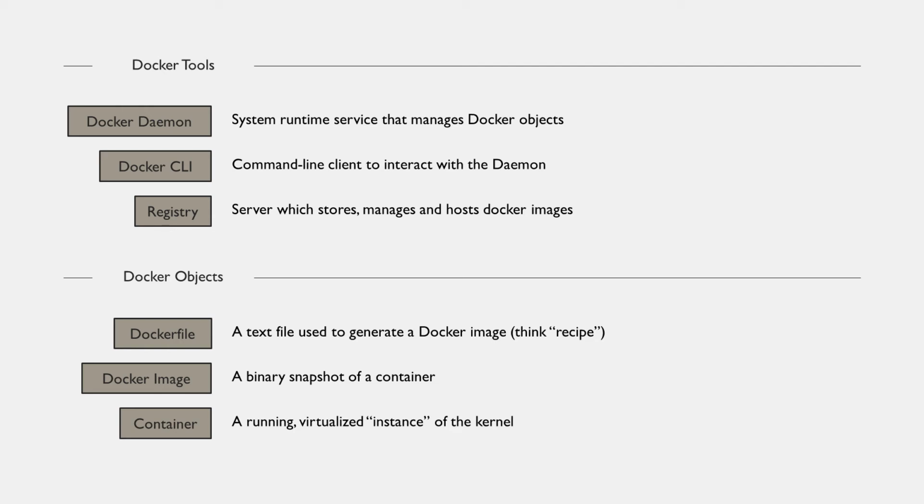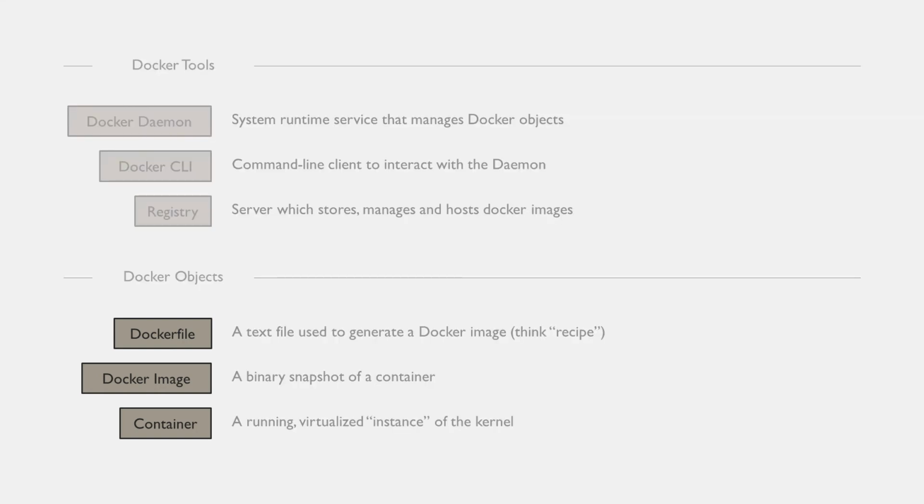Now the terms listed here under Docker objects are important to the lifecycle of containers. And there's really three primary phases to a container's lifecycle. Creation, which is done through the use of a Docker file. Container management. In Docker, containers are stored as Docker images. And a running instance. And remember, a container is a running process which is bundled with its environment.